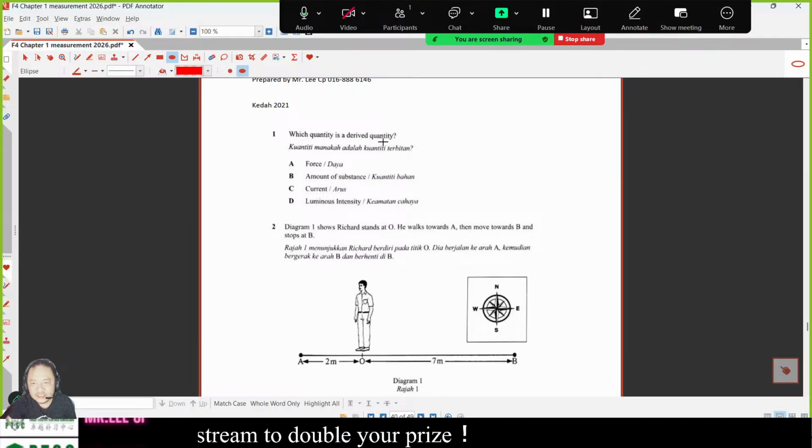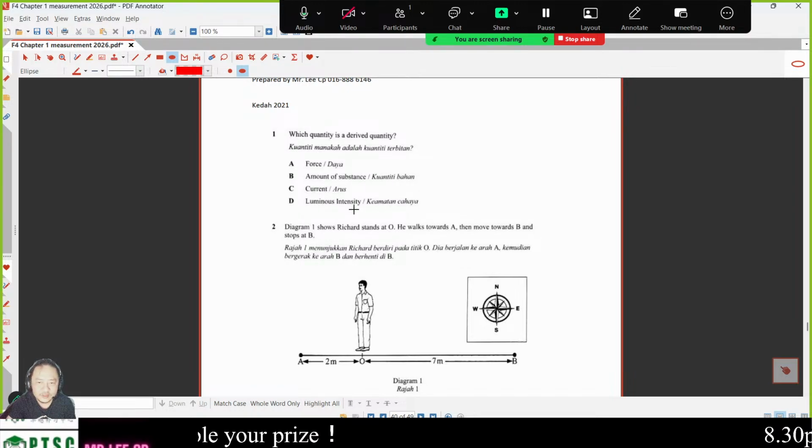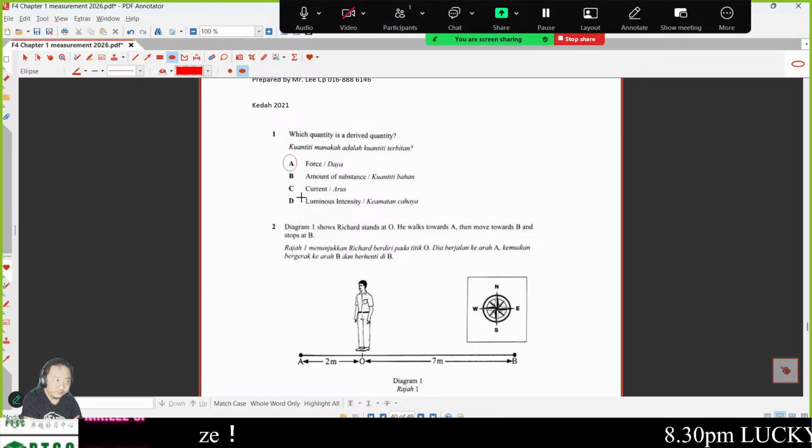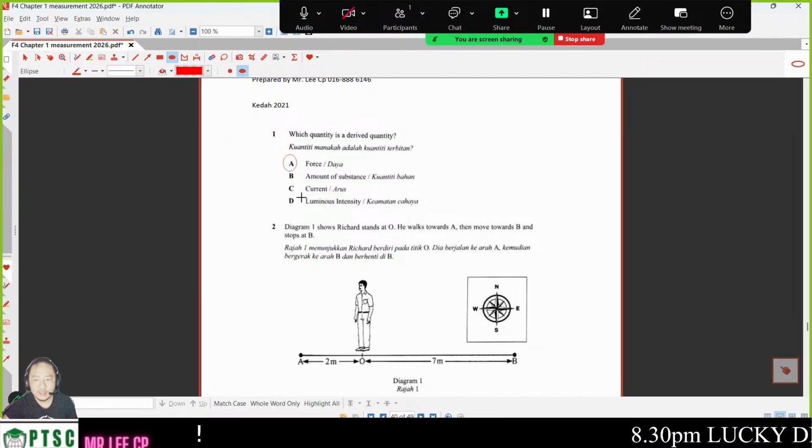Which quantity is a derived quantity? Force, amount of substance, current, luminous intensity. This one is base, this one is base, this one is base. Only force is derived. All the others are base quantities.